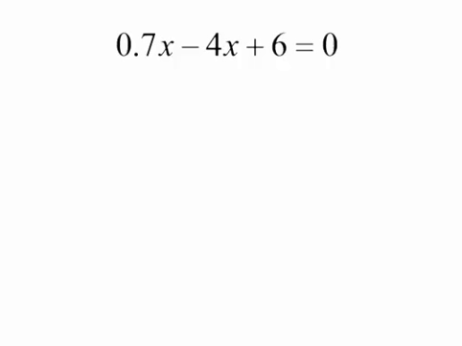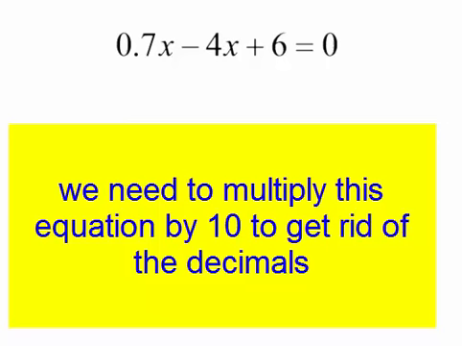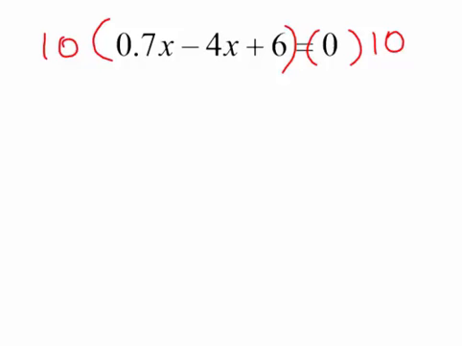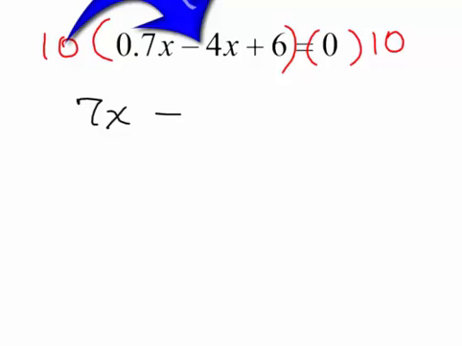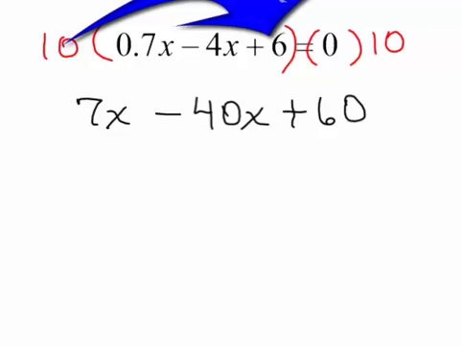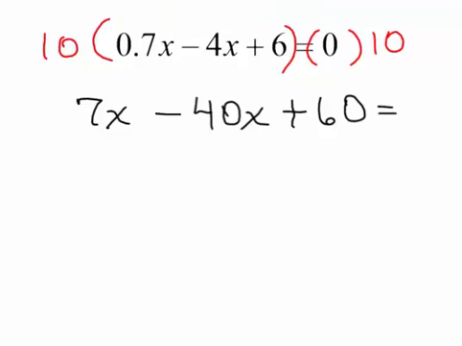Let's multiply both sides by 10. And we will use the distributive property. 10 times 0.7x is 7x. Remember, I just moved that decimal point one place to the right. 10 times a negative 4x, that will be negative 40x. 10 times 6 is 60. And on the right side, 10 times 0 is simply 0.